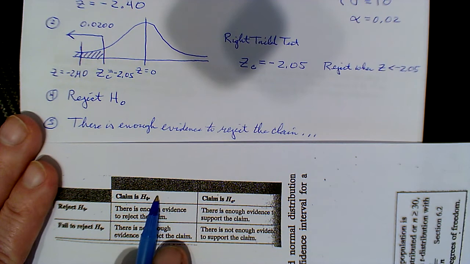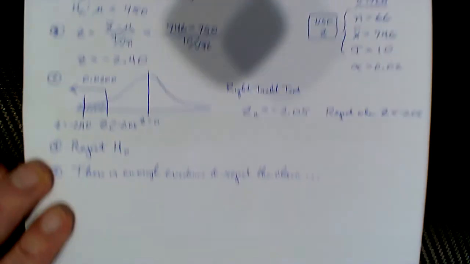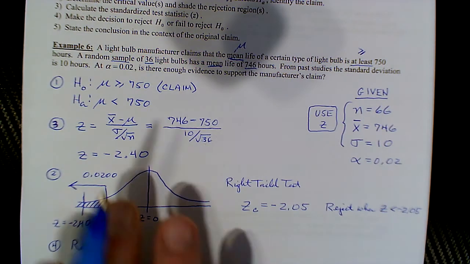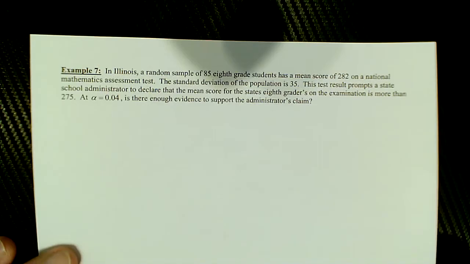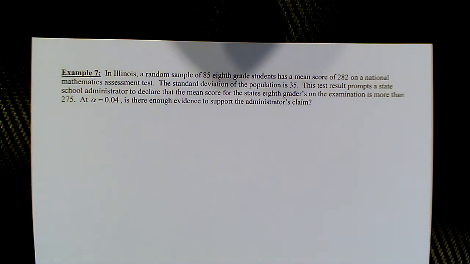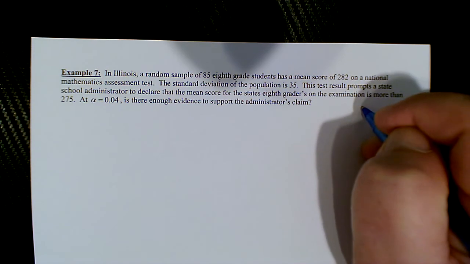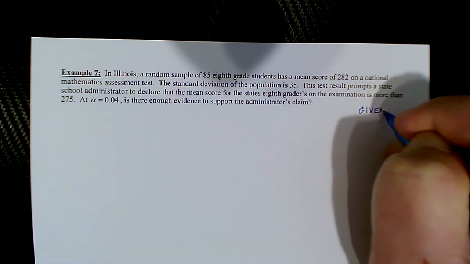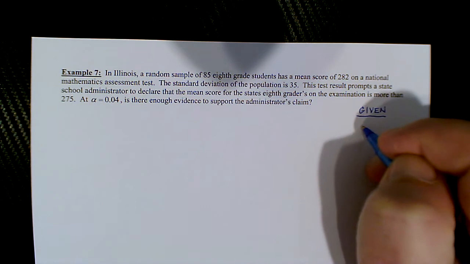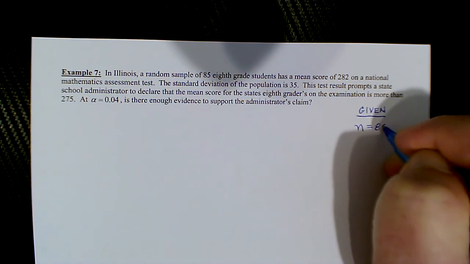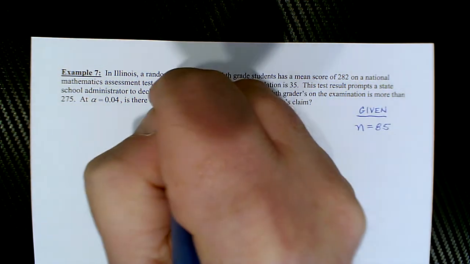And now we have a random sample of 85 8th grade students. They have a mean score of 282 on a national math assessment. So n is 85, our sample size. This is the mean coming from the sample, so that's our sample mean x bar. And it tells us the standard deviation of the population, so sigma is 35.